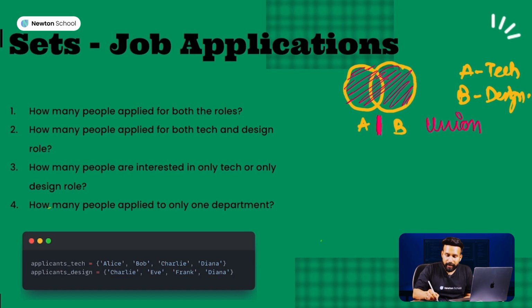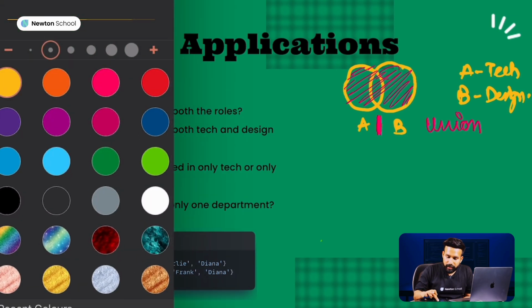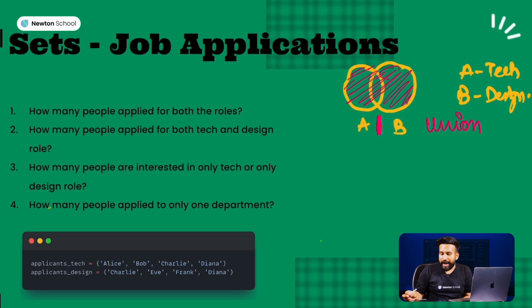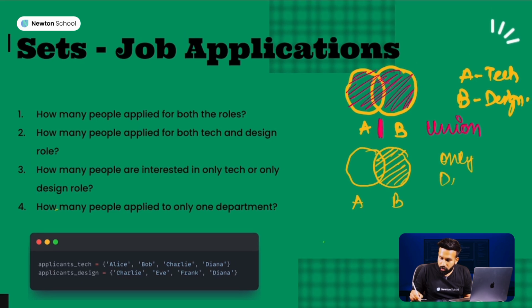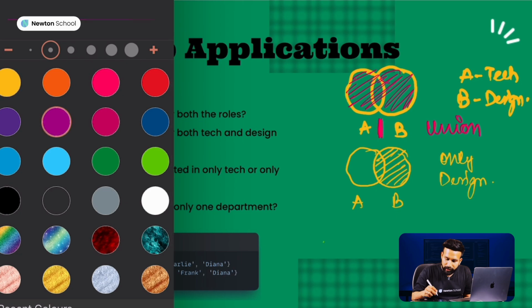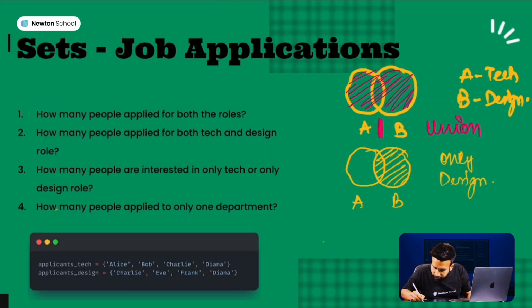In case I want to do something else, say if I want to get those people who applied for design, it will simply be this set B. But the interesting question is, I want to look for people who have only applied for design. How do I get it? Let's first try to understand what I want to get here. Can I say that I want to get this part? How do I get this?